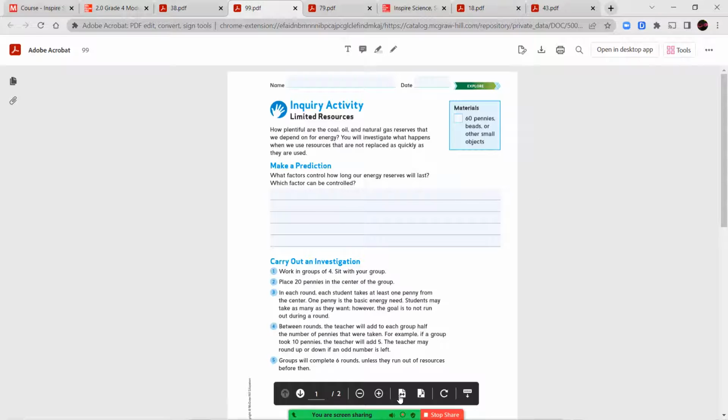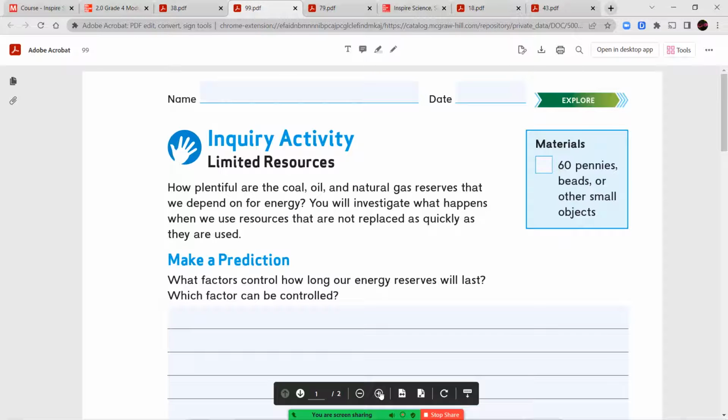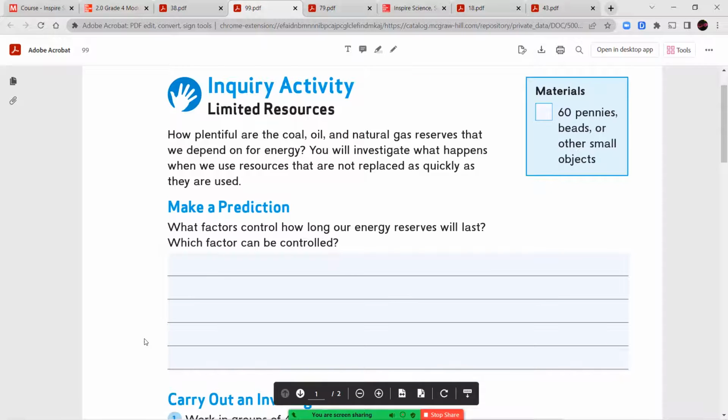Now, once you've completed these, we are going to move into our activity titled Limited Resources. How plentiful are the coal, oil, and natural gas reserves that we depend on for energy? You will investigate what happens when we use resources that are not replaced as quickly as they are used. So you're going to make a prediction. What factors control how long our energy reserves will last, and what factors can be controlled?